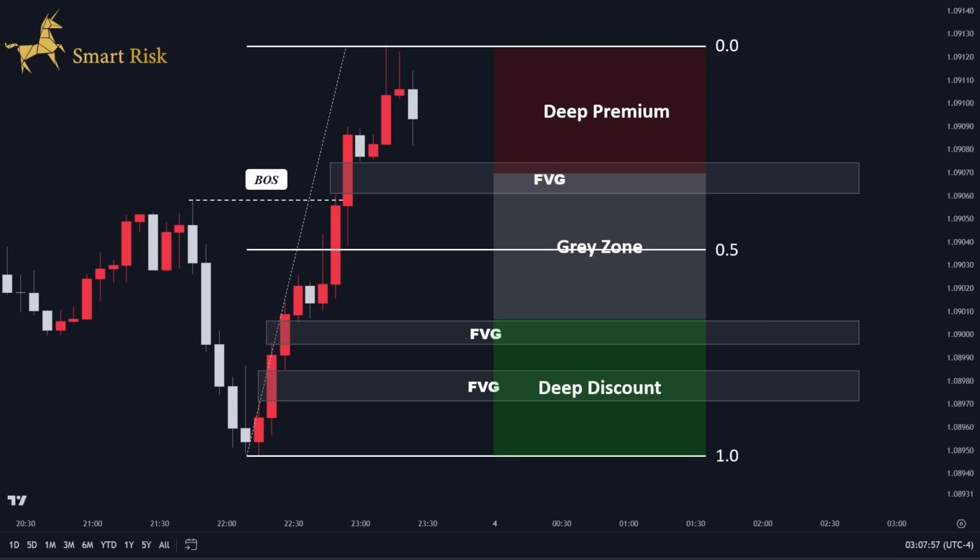Since we are seeking to initiate long positions in this example to add extra confirmation to our trading setup, we should ignore fair value gaps or demand zones located within the deep premium zone and the gray zone. For placing entries, our focus should be exclusively on fair value gaps or demand areas situated in the deep discount zone.